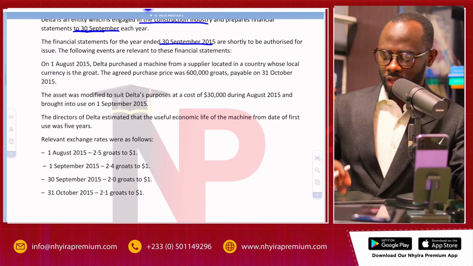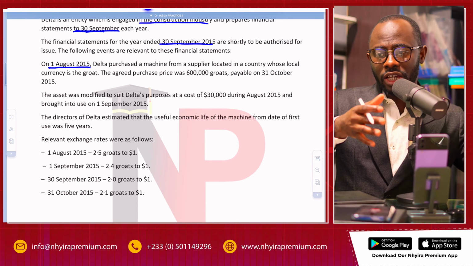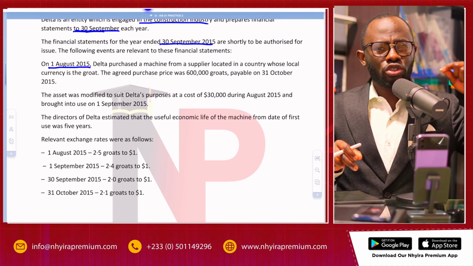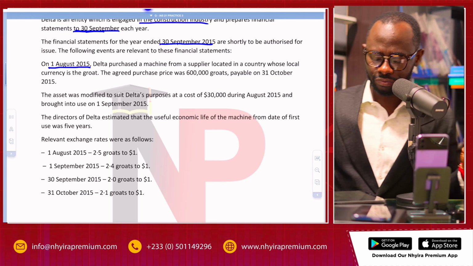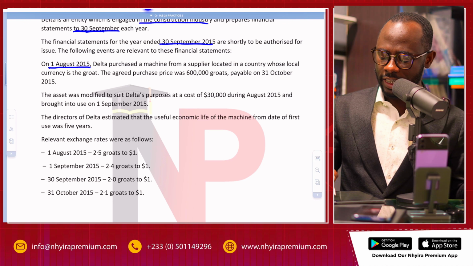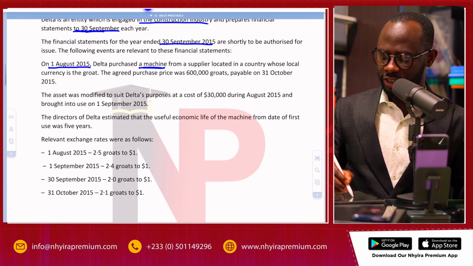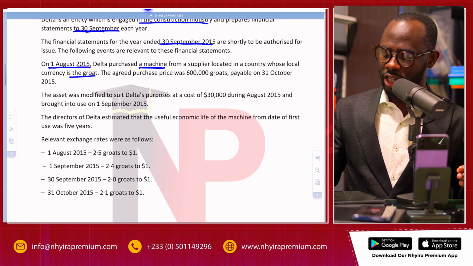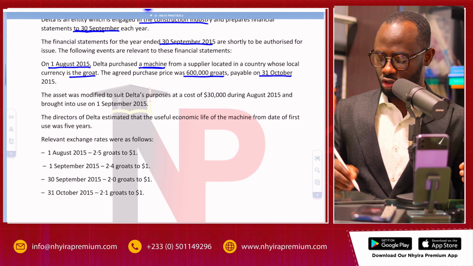Let's go. On 1st August 2015, remember, the year ended of the company is 30th September 2015. Now we are told on 1st August because August, September, you want to be mindful. On 1st August 2015, Delta purchased a machine from a supplier located in a country whose local currency is the groat. The agreed purchase price was 600,000 groat, payable on 31st October 2015.